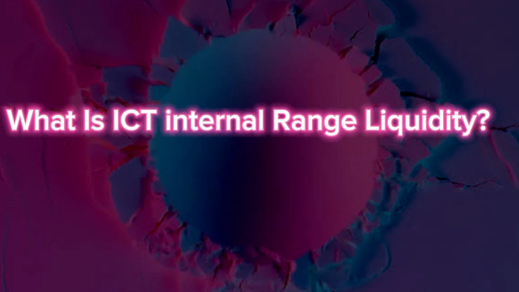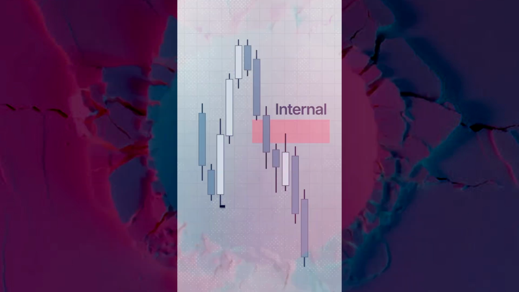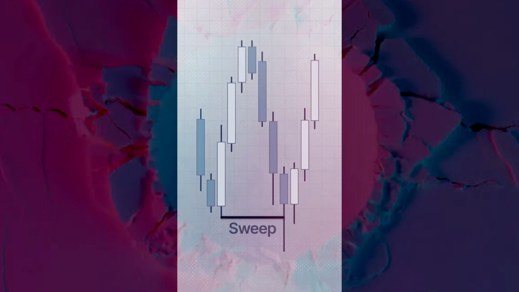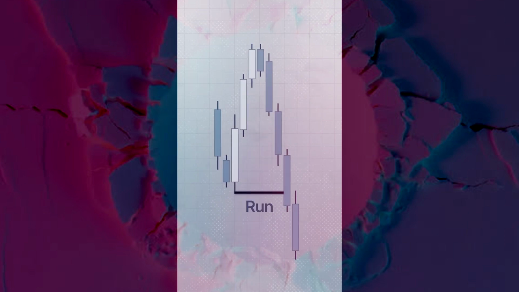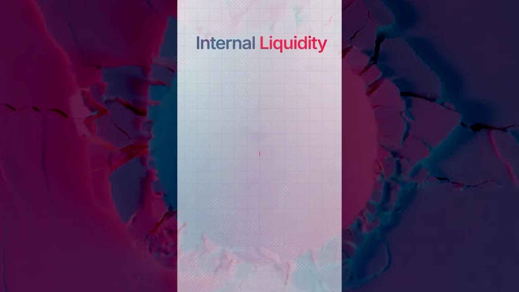What is ICT internal range liquidity? Internal range liquidity is the liquidity inside the defined range. External range liquidity, this could be in the form of any institutional reference that we can use as an entry, such as order blocks, fair value gaps, volume imbalance, and more. Anything in between an ICT dealing range is termed as internal range.